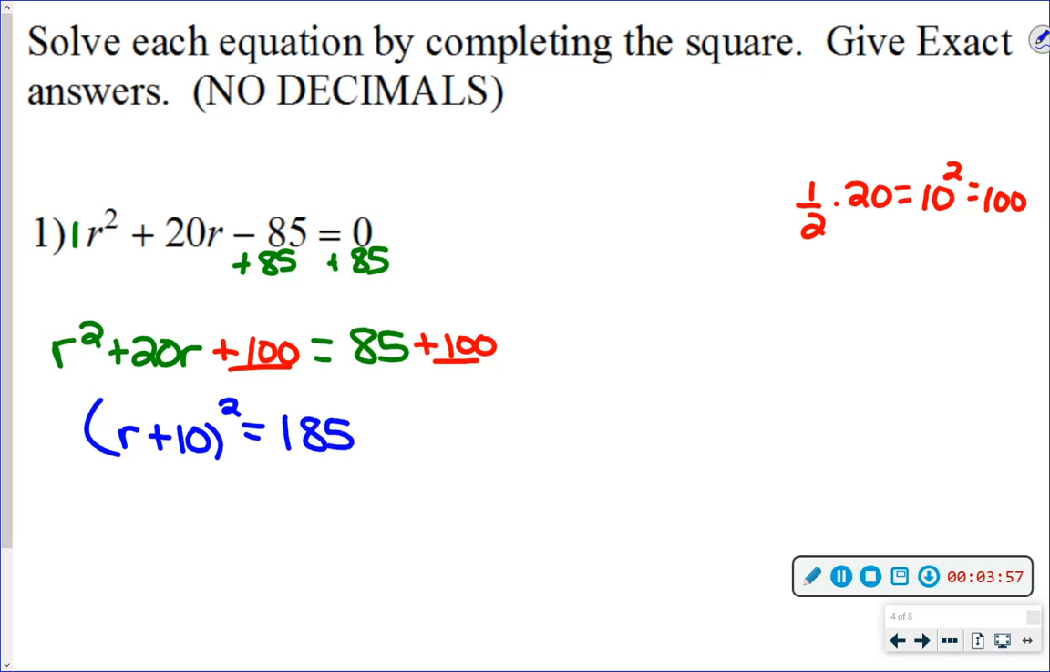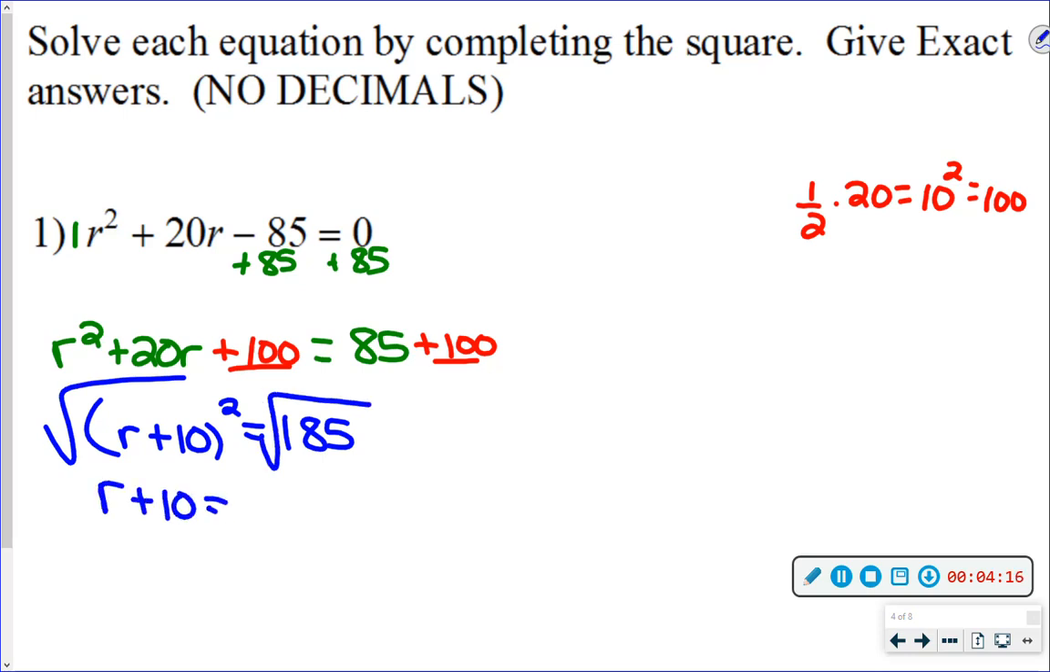Now remember, our goal is to solve for r. You've got to get the r by itself. So you have two things to get rid of. The squaring. We should know it cancels squaring. And then we're going to get rid of the plus 10. Okay, what cancels squaring? Square root, so let's root it.